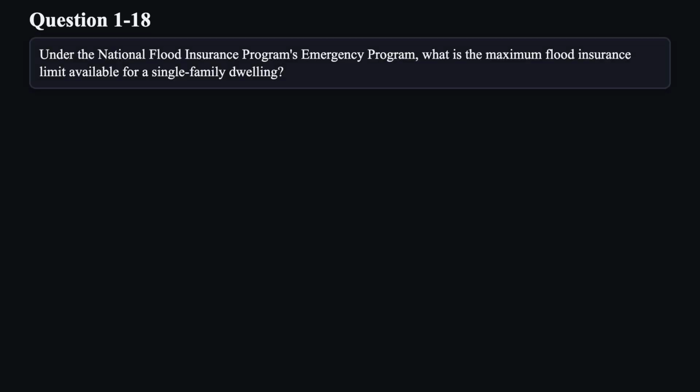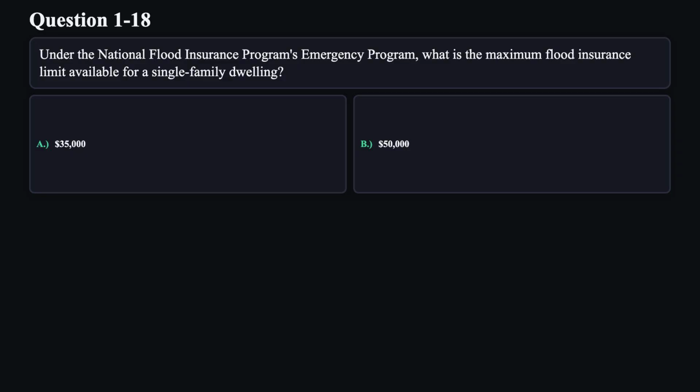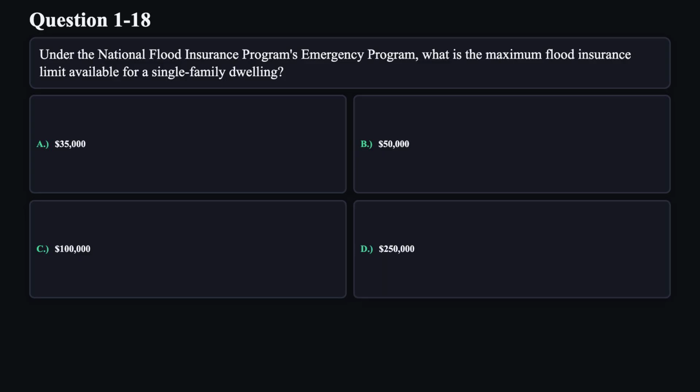Question 18. Under the National Flood Insurance Program's Emergency Program, what is the maximum flood insurance limit available for a single-family dwelling? A. $35,000. B. $50,000. C. $100,000. D. $250,000.